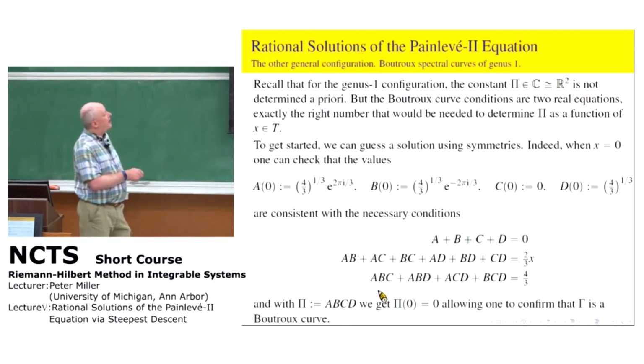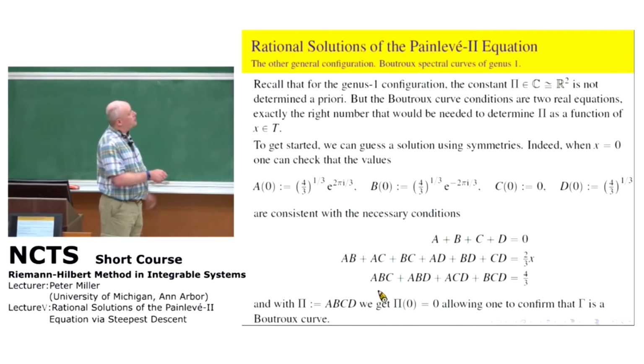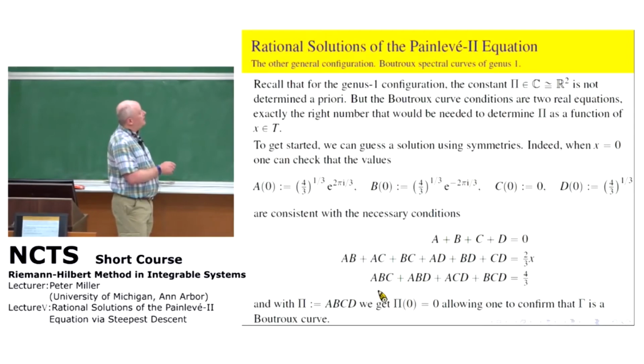So to start out, we could just guess a solution of these Boutroux equations from some symmetry. So when x is equal to 0, which is the most symmetrical point in our whole picture, we can check that these values here, so A, B, C, and D, are consistent with the necessary conditions, which are just coming from matching the coefficients, right?